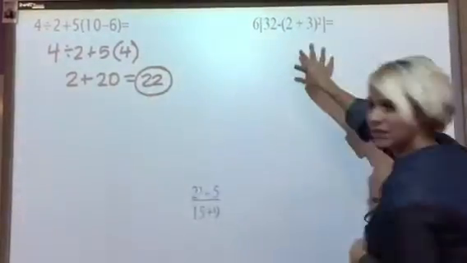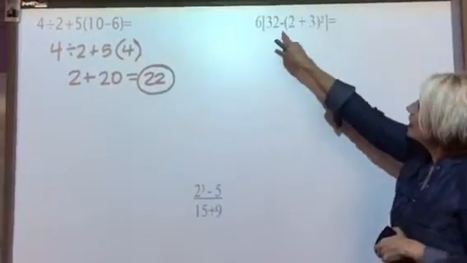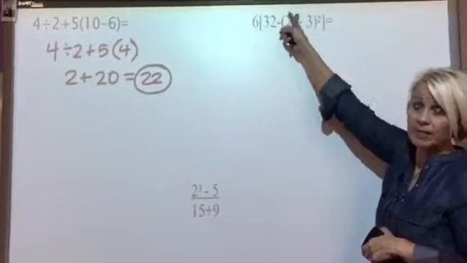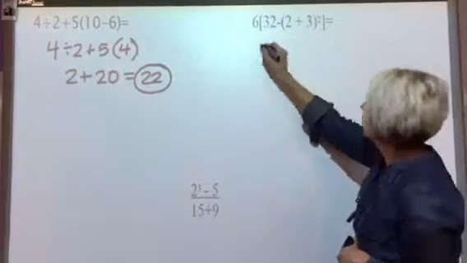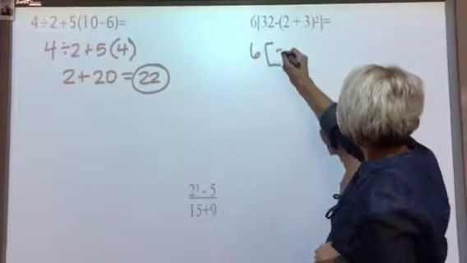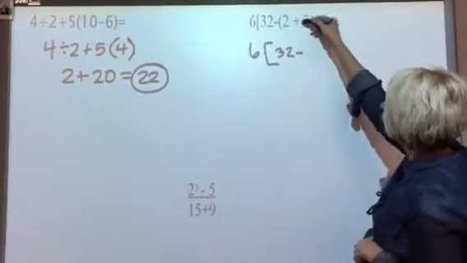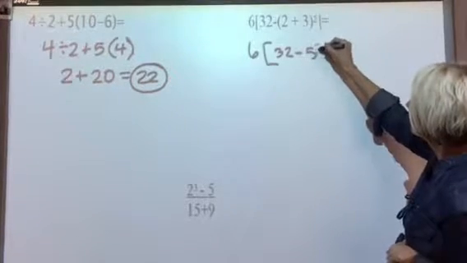In this example, we have some brackets, and inside the brackets, this acts as one parenthesis, but then we have another here. So we do have to do the smallest parenthesis first. So this is 6 bracket 32 minus 2 plus 3, which is 5 to the power of 2.